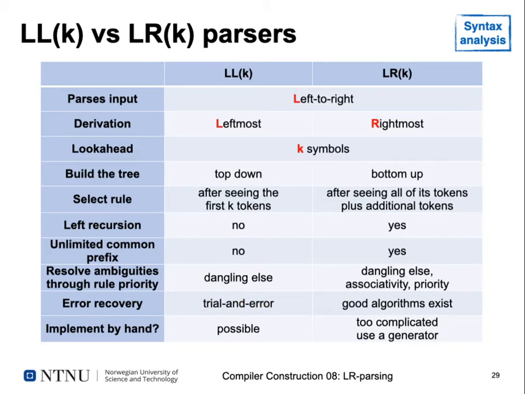And finally, if we want to implement an LLK parser by hand, that's entirely possible, and we've seen examples for this, and there's a very easy construction by using the recursion and providing a simple recognition function for each non-terminal symbol on the left-hand side of a production. And for LR parsers, this is just too complicated, and you should use a generator, and this is of course what we're going to do in the upcoming examples.